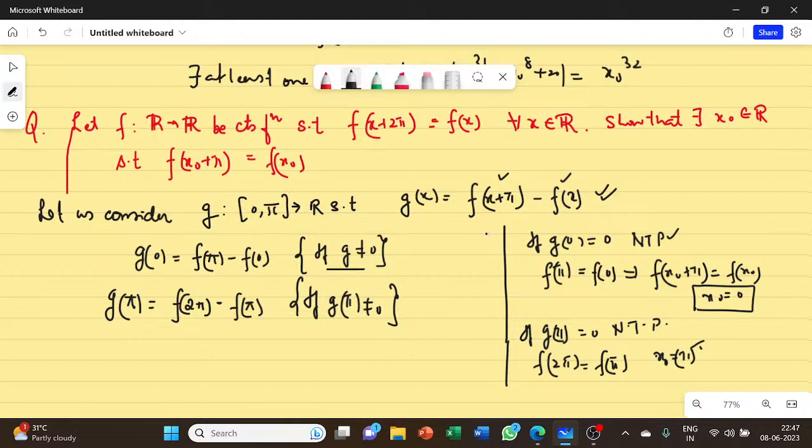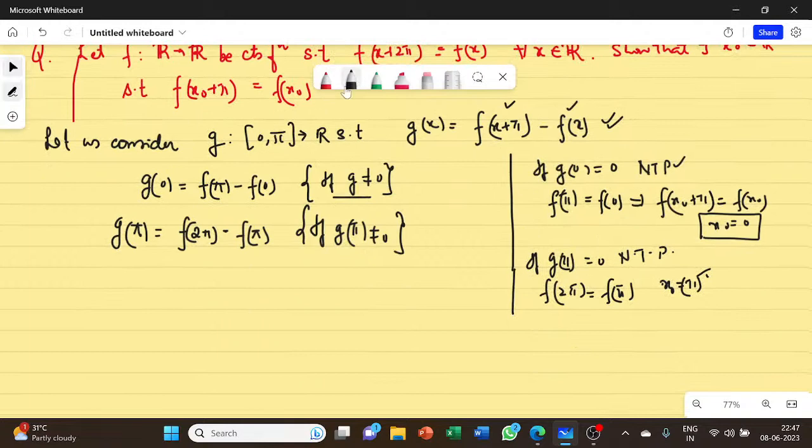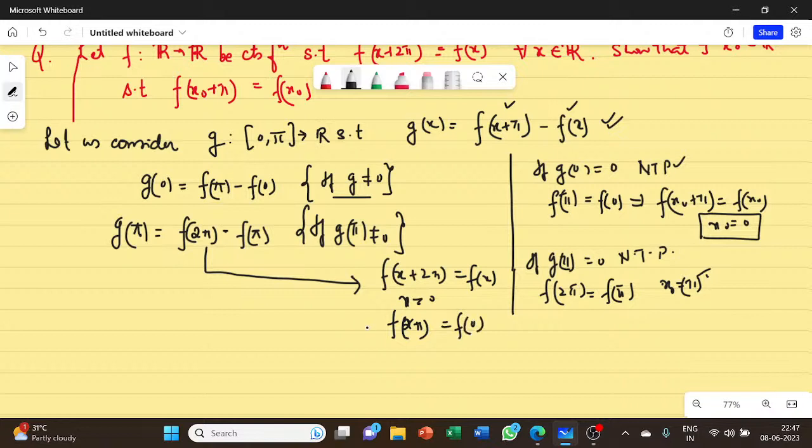So now just focus the attention not on these two cases but on these cases. If g0 is not equal to 0, then obviously this will be some non-zero term, and when it is non-zero, either it can be positive or negative. Now just pay attention to this term, f of 2 pi. It is given that f of x plus 2 pi is equal to f of x. Now if I write x equal to 0, it is like writing f of 2 pi is equal to f of 0. Yes or no?